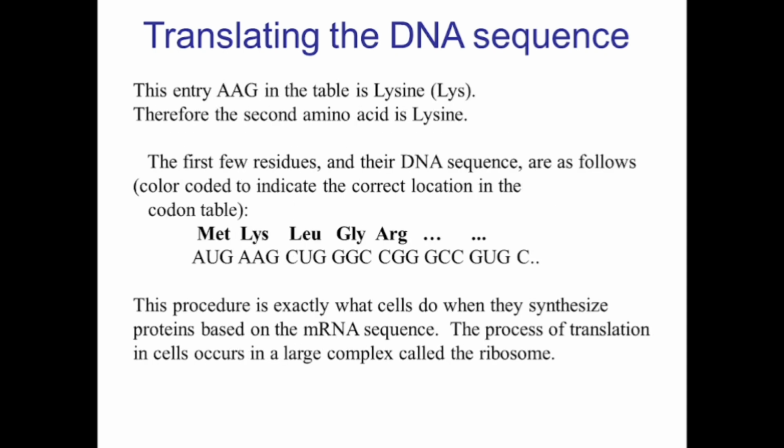Next, translating the DNA sequence. This entry AAG in the table is lysine. Therefore, the second amino acid is lysine. The first few residues and their DNA sequence are as follows: AUG codes for methionine, AAG codes for lysine, and so on.